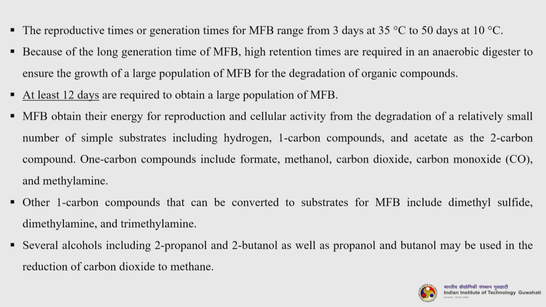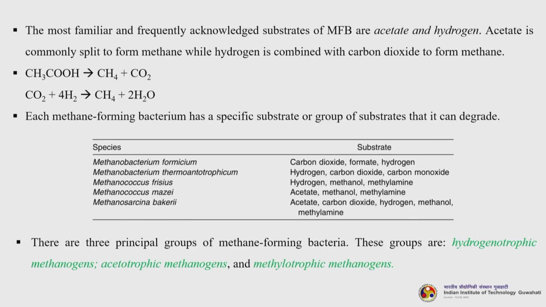MFB obtain their energy for reproduction and cellular activity from the degradation of a relatively small number of simple substrates including hydrogen, 1 carbon compounds and acetate as the 2 carbon compound. 1 carbon compounds include formate, methanol, carbon dioxide, carbon monoxide and methylamine. Other 1 carbon compounds that can be converted to substrate for MFB include dimethyl sulfide, dimethylamine and trimethylamine. Several alcohols including 2-propanol and 2-butanol as well as propanol and butanol may be used in the reduction of carbon dioxide to methane. The most familiar and frequently acknowledged substrates of MFB are acetate and hydrogen. Acetate is commonly split to form methane while hydrogen is combined with carbon dioxide to form methane.